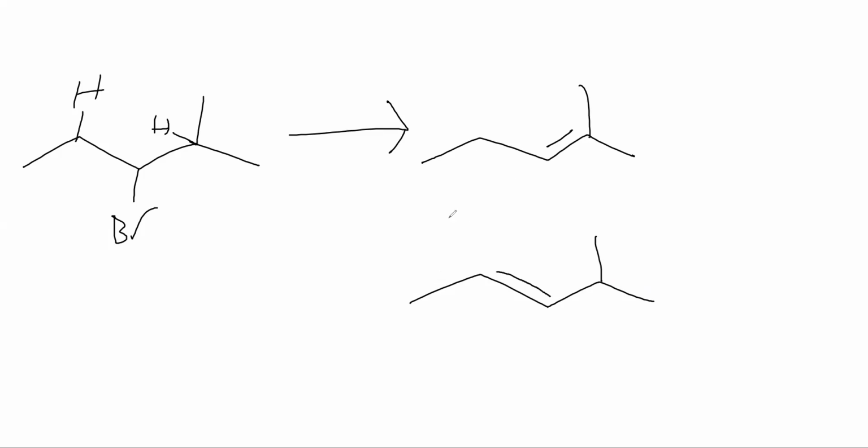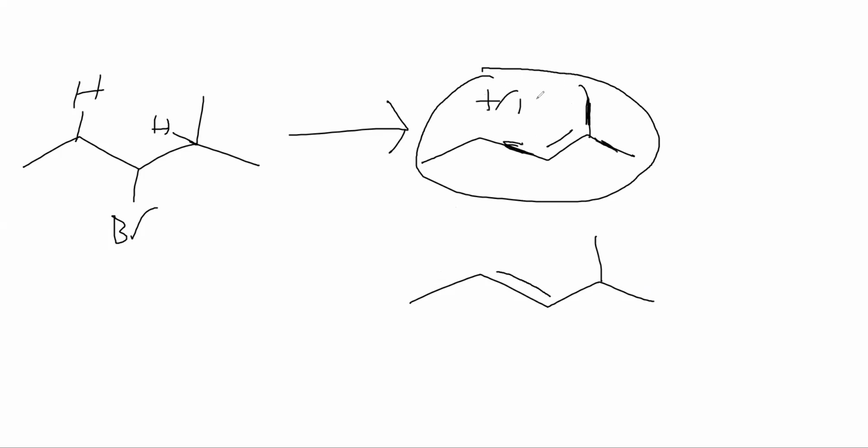Okay, which one of these two is the Zaitsev product, the top or the bottom? Top, yes. And we can figure that out by looking at the substitution. This one has 1, 2, 3 substituents, so it's tri-substituted. And then the bottom one has 2 substituents, so it's di-substituted. So 3 versus 2, that has more. This is the Zaitsev product, and that's what you would mainly see.